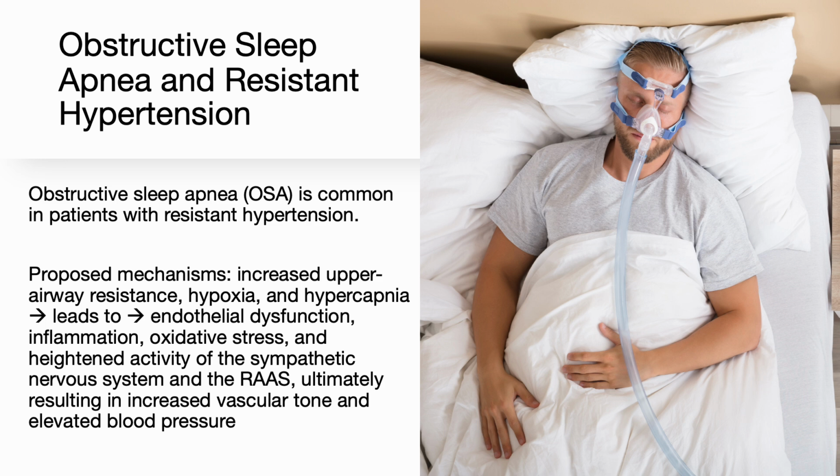The proposed mechanisms by which OSA may contribute to or exacerbate hypertension include increased upper airway resistance, hypoxia, and hypercapnia. These factors lead to endothelial dysfunction, inflammation, oxidative stress, and increased activity of the sympathetic nervous system and the RAS system, ultimately resulting in increased vascular tone and elevated blood pressure.